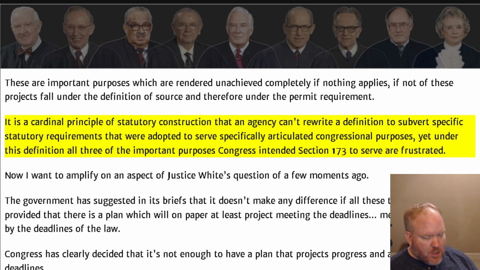Like, if the issue was what do sources mean, and the Supreme Court said this is what sources mean, I would not be having a heart attack over Chevron. You know, I might disagree with them on it, but it wouldn't be that big a deal.